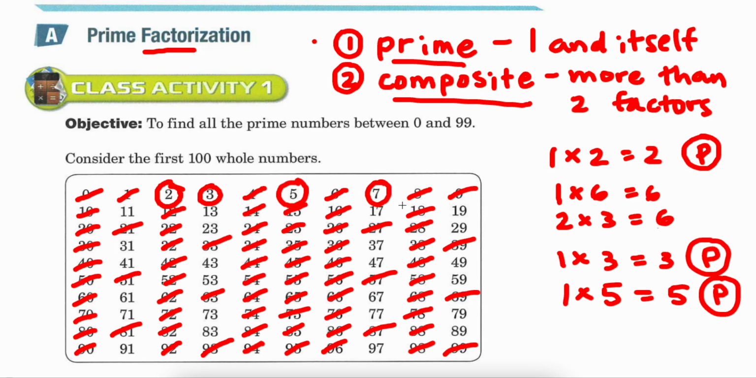Next we have 7. We're going to cross out all the multiples of 7. So 1, 2, 3, 4, 5, 6, 7, already crossed out. 1, 2, 3, 4, 5, 6, 7, already crossed out.